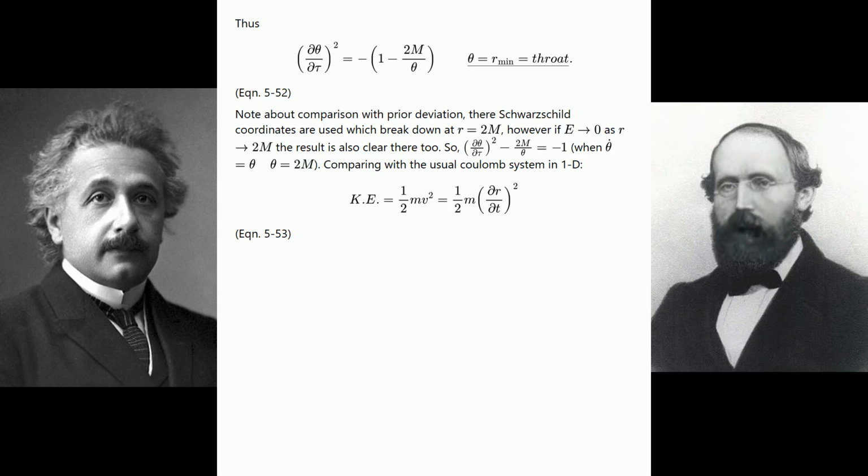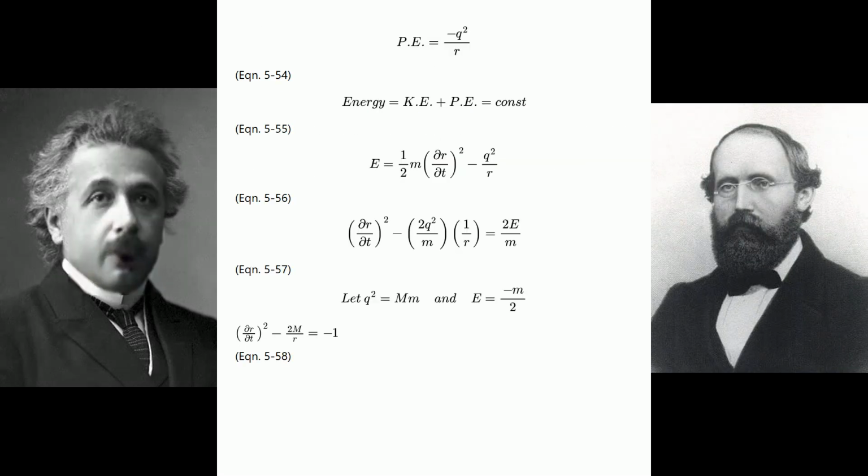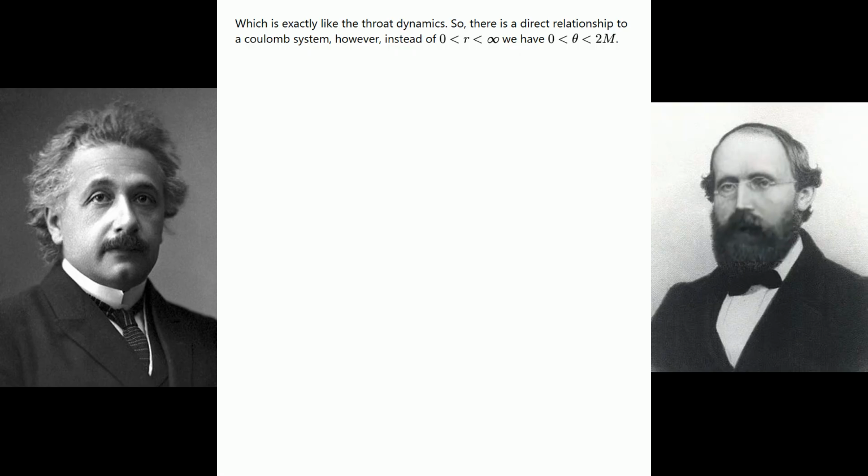See equation 5-53. See equation 5-54. See equation 5-55. See equation 5-56. See equation 5-57. See the next equation. ∂²r/∂t² − 2m/r = −1, which is exactly like the throat dynamics. So, there is a direct relationship to a Coulomb system. However, instead of 0 < r < infinity, we have 0 < θ < 2m.